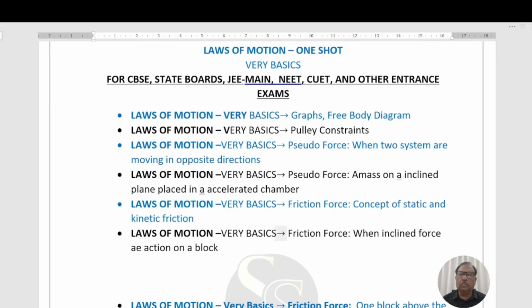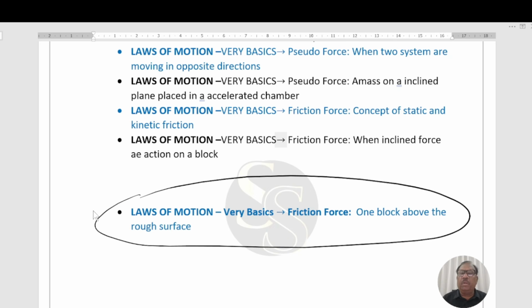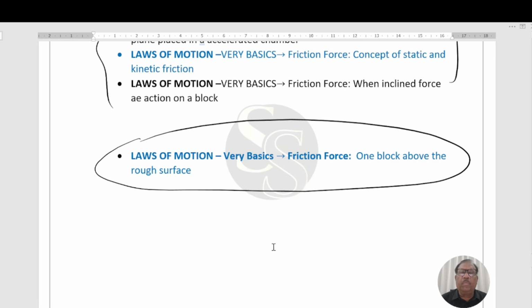Next question. This is the last topic to be discussed in this session regarding very basics of laws of motion. In the earlier session, we have gone through this. If you have any doubt, you can comment. It is also requested, go through the session completely. Now let's start with the question and concept.